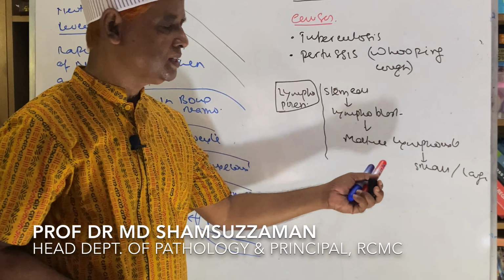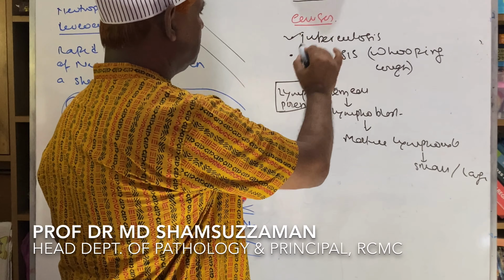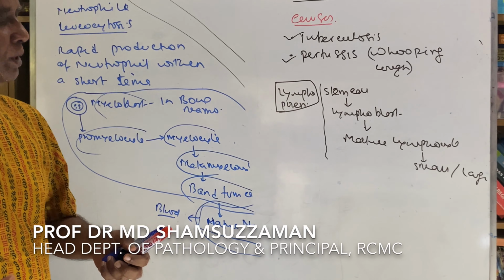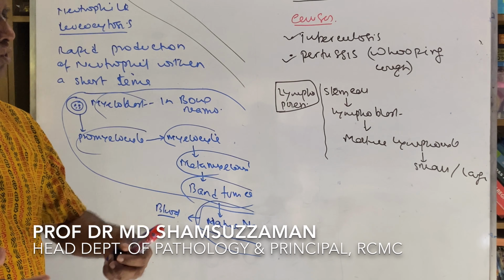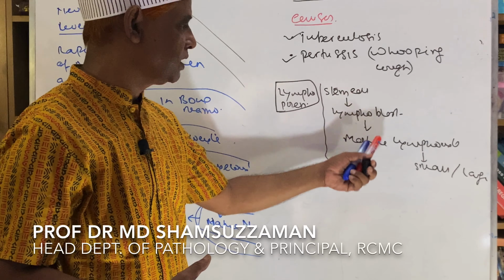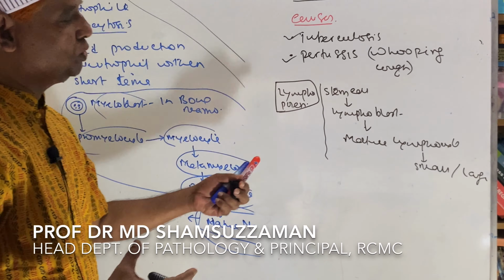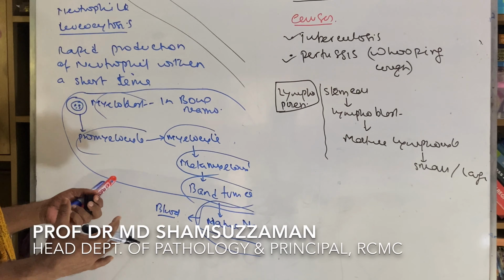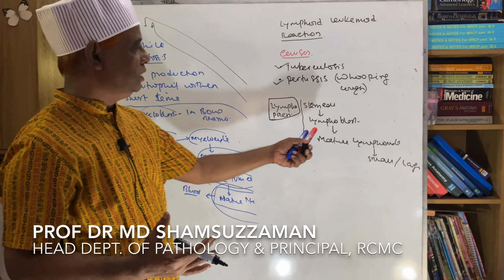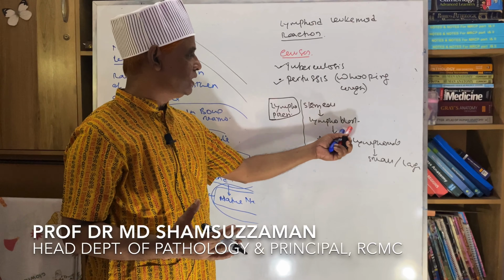If there is rapid production of lymphocytes during tuberculosis or in pertussis, a huge number of lymphocytes in a short time, then along with the mature lymphocytes, some lymphoblasts may come into the blood, and so the blood picture resembles leukemia. As the invasive cells are lymphoblasts, it is a case of lymphoid leukemoid reaction.